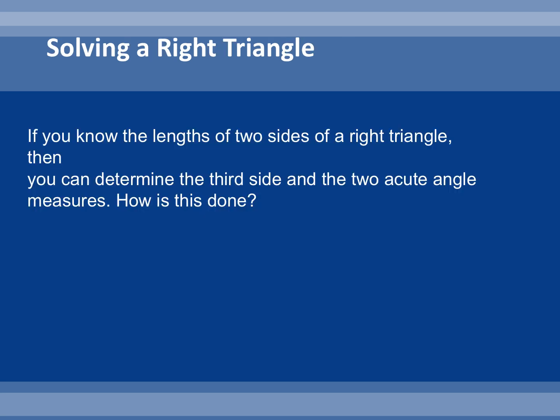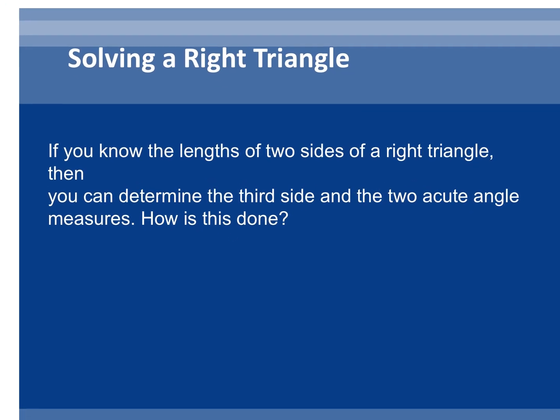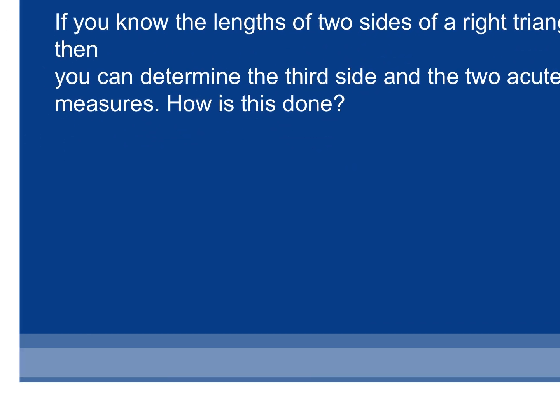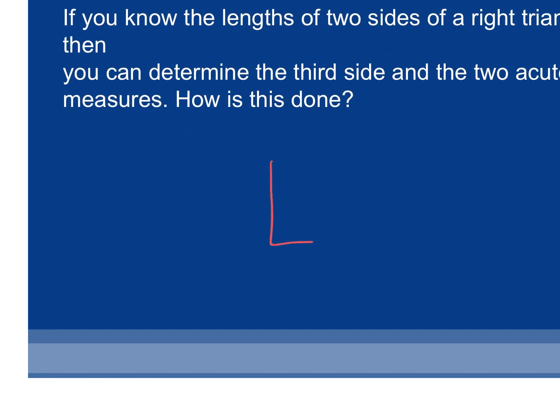Okay, so if you know the lengths of two sides of a right triangle, then you can determine the third side and the two acute angle measures. How is this done? I want to do it with an example. So let's draw a right triangle where we don't know any of the angles other than the 90 degrees. But we do know two of the sides. Let's say this side is 4 and this side is 5.